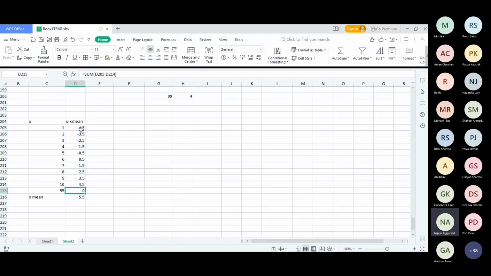The problem is that this negative dispersion value will cancel out with this positive. But variations are both negative and positive. For me the variation 1 is a variation, 10 is a variation, 2 is a variation, 9 is also a variation. But these variations get cancelled, the negative and positive get countered to each other, and that's why the answer comes out to be 0.